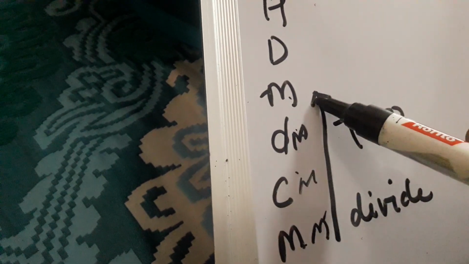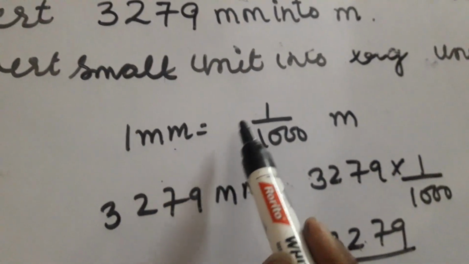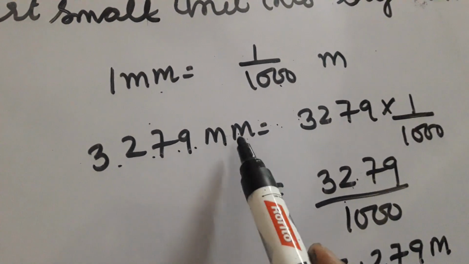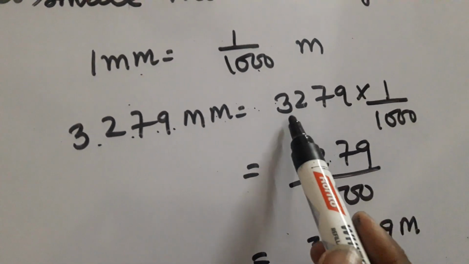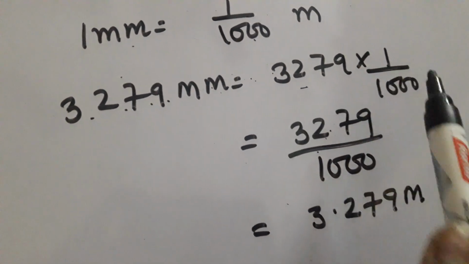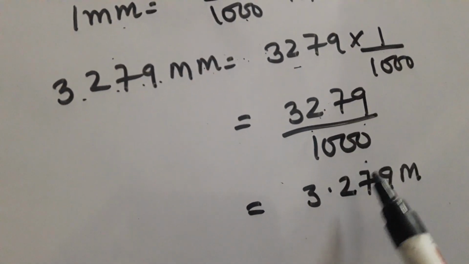Small unit into big unit, divide. This is the smallest unit. We have to move up. This we have to hide. 1, 2, 3. Third one means this is 10, 100, 1000. 1 upon 1000. Just see. 1 millimeter is equal to 1 upon 1000 meter. 3279 millimeter is equal to 3279 multiplied by 1 upon 1000.